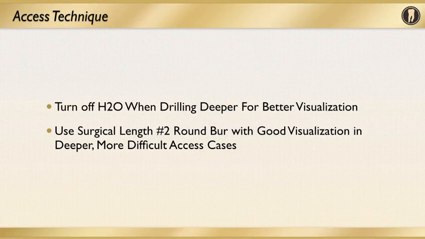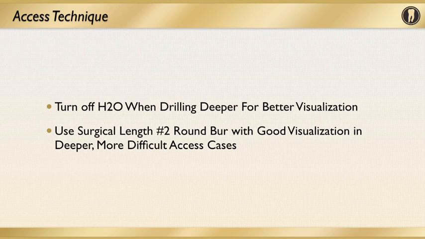This is really important when you get in those tough cases where you're having a hard time finding a calcified pulp chamber. So what you want to do then in those cases is turn the water off. If you're starting to go deep, you want to switch to a surgical length round burr. I will use a surgical length number 2. If that's too big in that prep, I will use a surgical length half round burr.